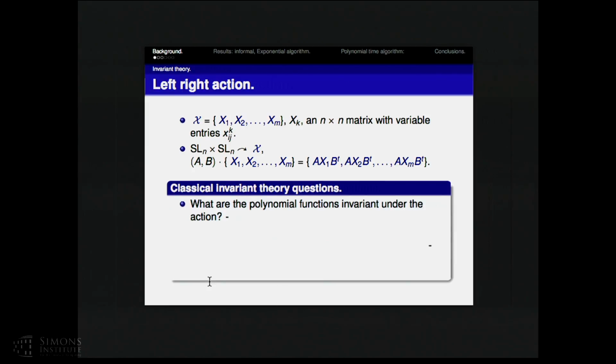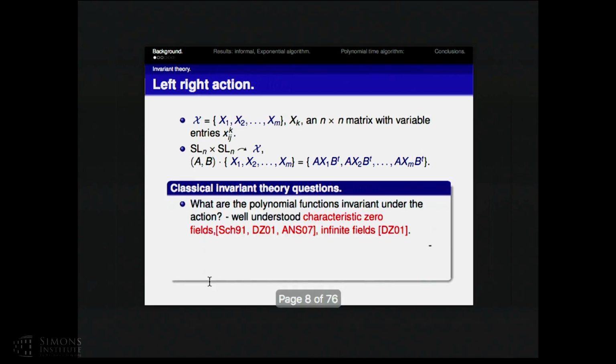And there are some classical invariant theory questions. One is, what are the polynomial functions that are invariant under this action? That is, if I evaluate that function, it should remain the same along the entire orbit. This is really well understood in characteristic 0. There are a lot of results rediscovered many times, even over infinite fields.